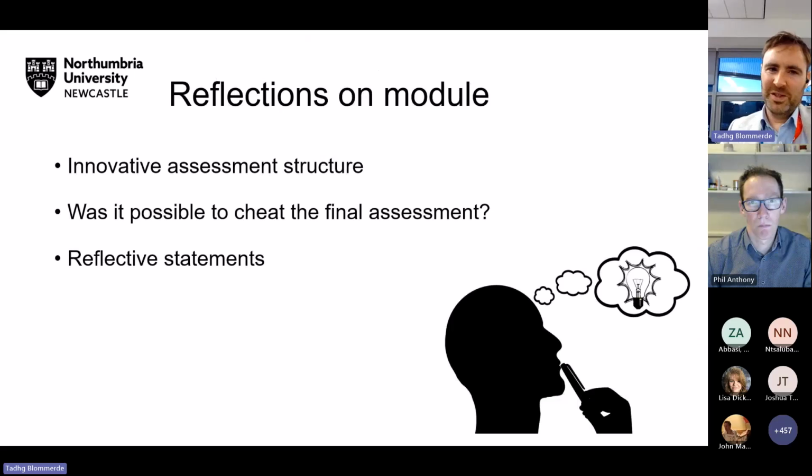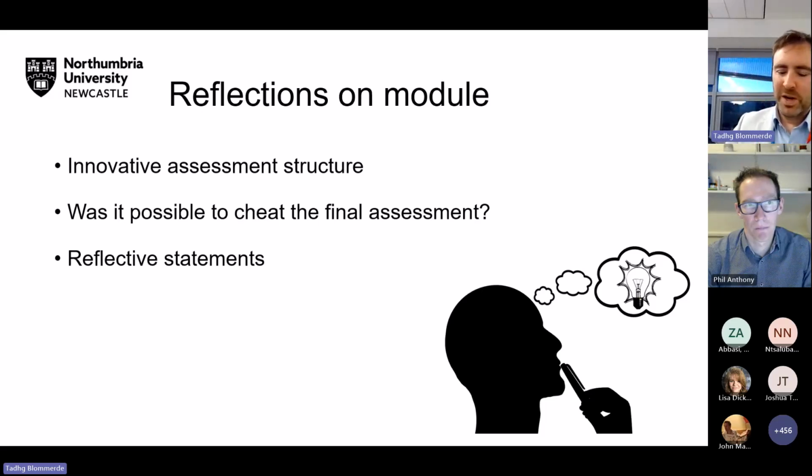So I've spoken about all these things already. They love the innovative assignment structure. There was a lot of debate about whether the final assessment was cheatable. Opinions were mixed. Some said, nah, I can't do it, too well designed, and others said, we could probably scrape a pass. But what's the point of that?